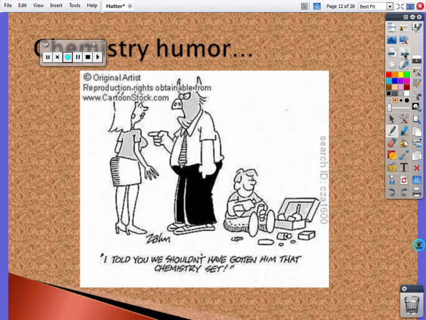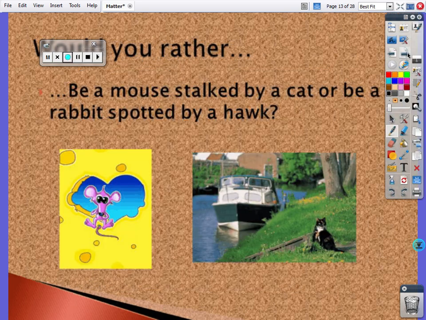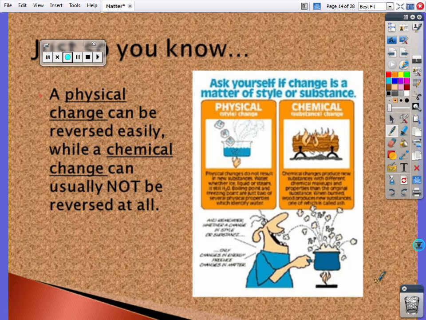It says in this chemistry humor, I told you we shouldn't have gotten him that chemistry set because he turned his dad into a pig. We'll go to that would you rather in class.